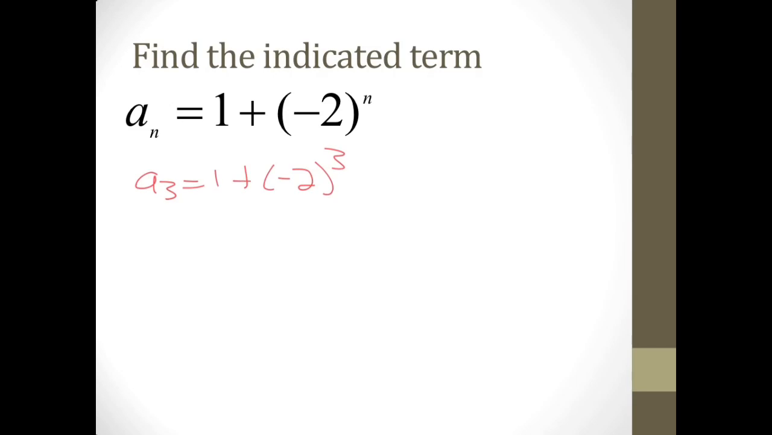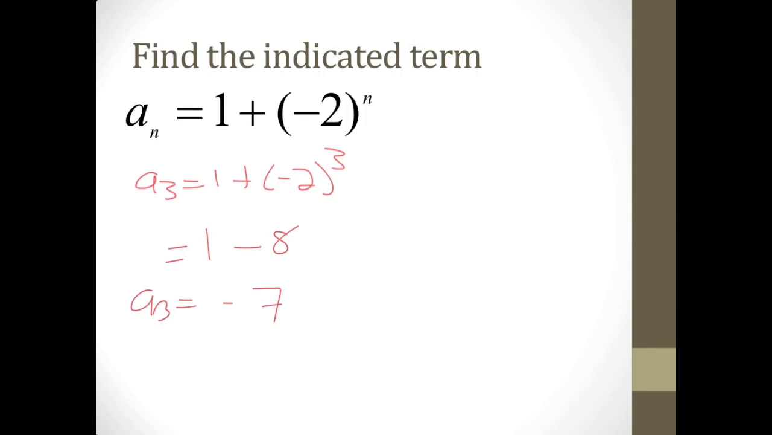It's important to note that when you put this into your calculator, you should use parentheses because your exponent, whether it's even or odd, will affect whether you have a positive or negative number. In this case, we get 1 minus 8, which means our third term is equal to negative 7.